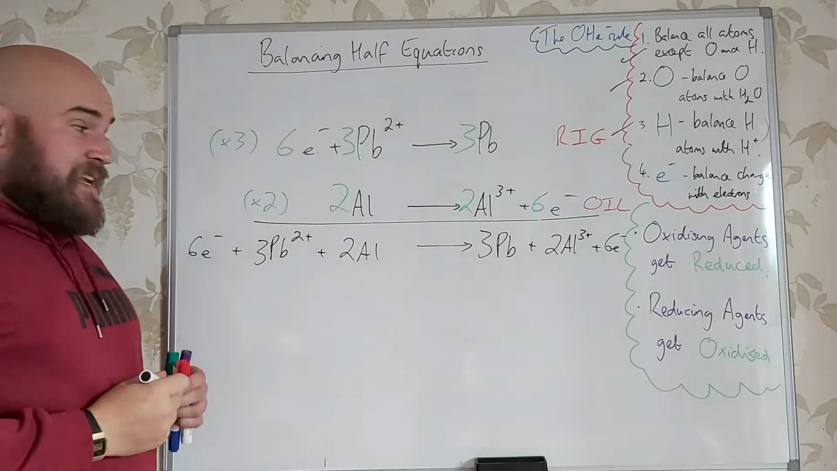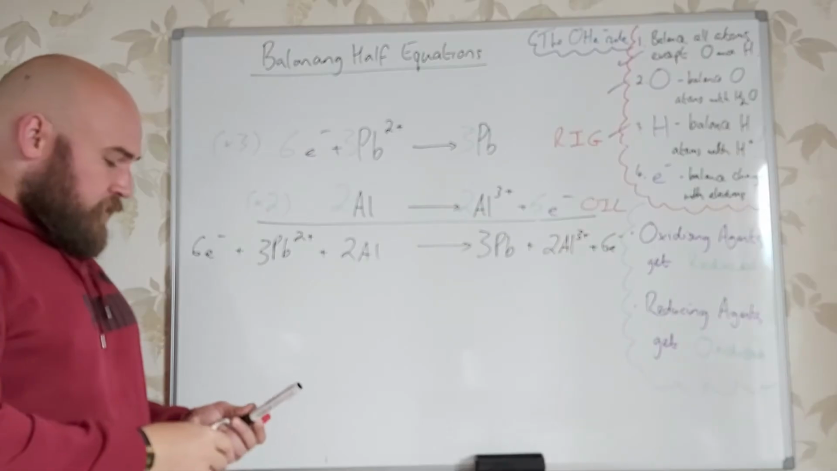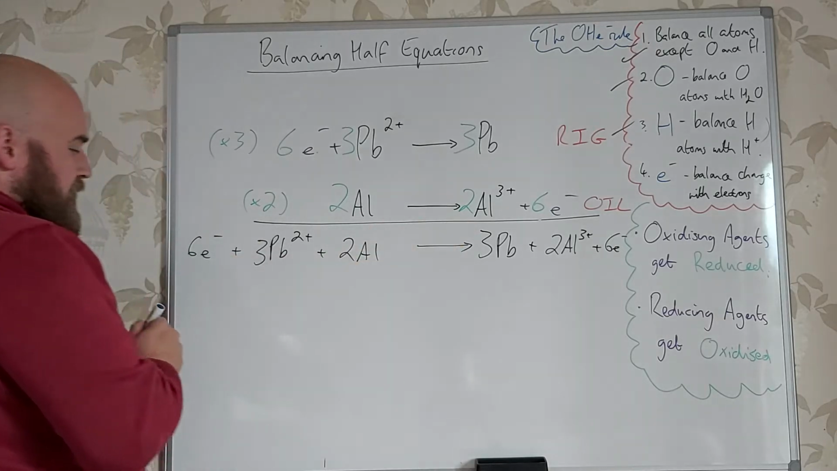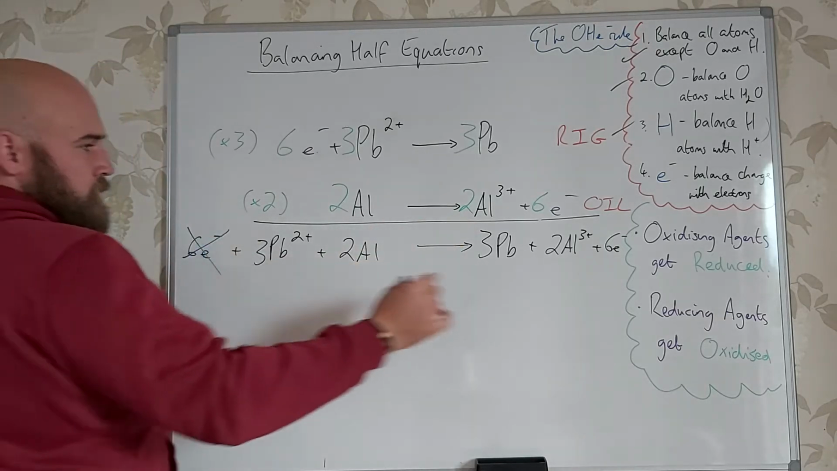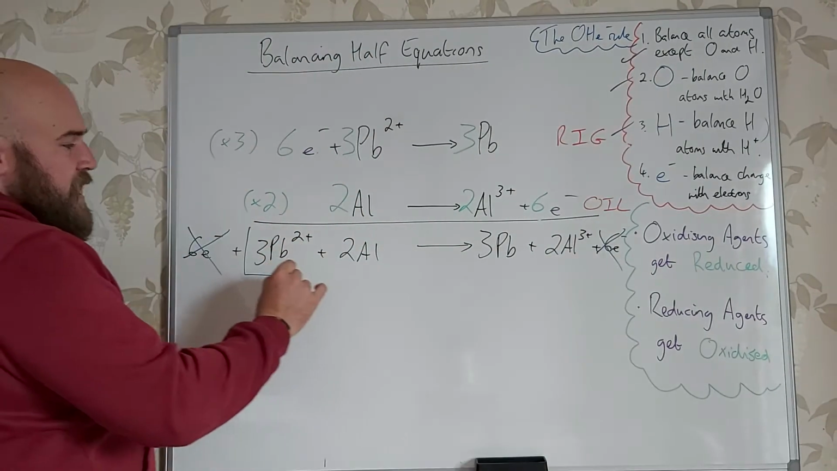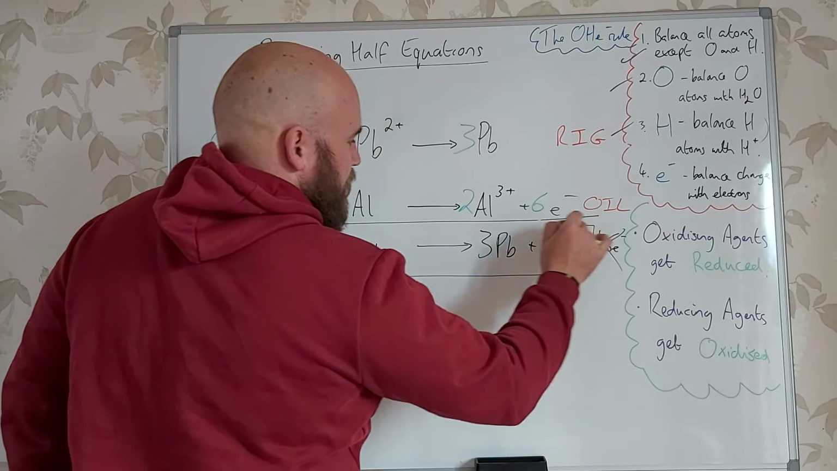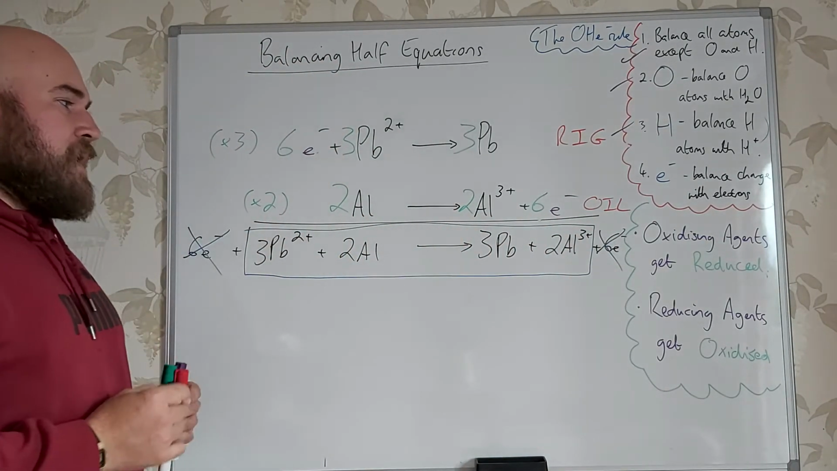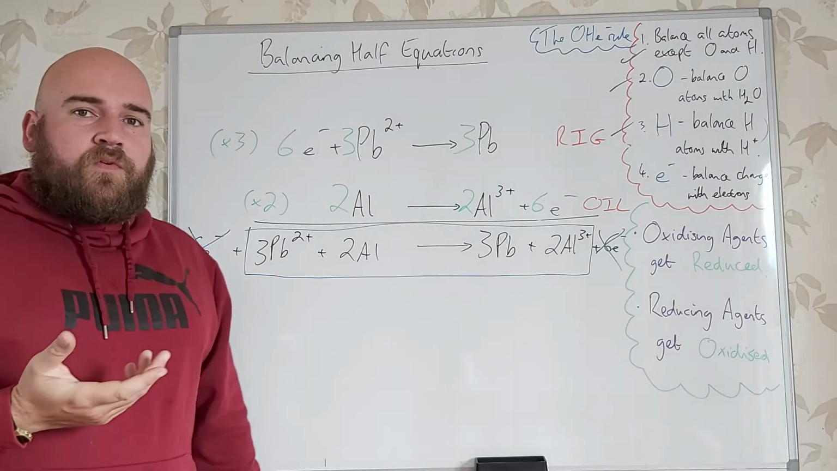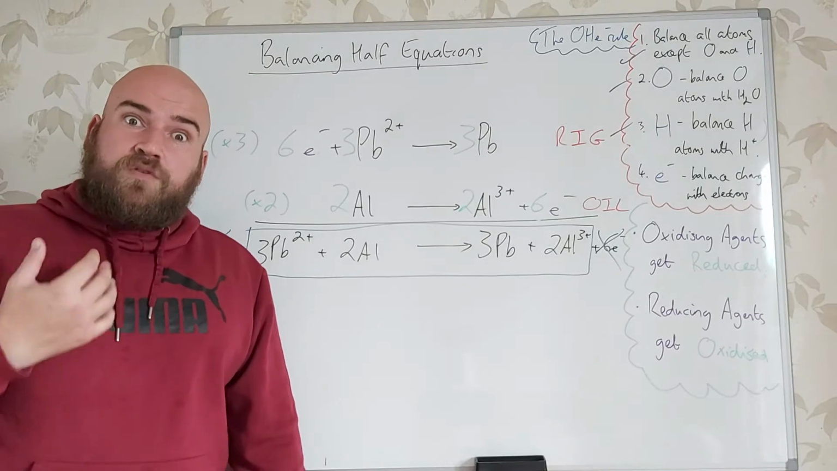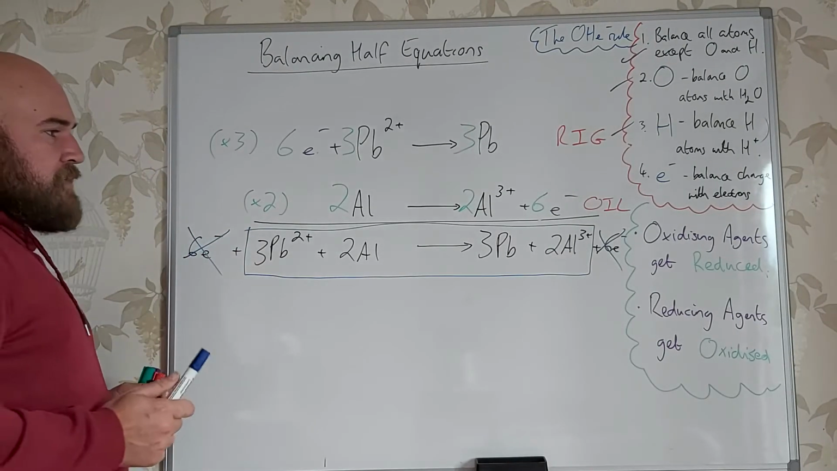And then you can start cancelling out. And like I say, electrons don't feature in overall equations, and because they are balanced, if you've got 6 electrons on the left and 6 electrons on the right, they can cancel out. So then it gives you the overall equation of 3 lead ions plus 2 aluminium atoms becomes 3 lead atoms and 2 aluminium ions, which is what you'd expect based on the work you've done on reactivity series at GCSE. Aluminium is more reactive than lead, so it will displace lead ions from one of its compounds.